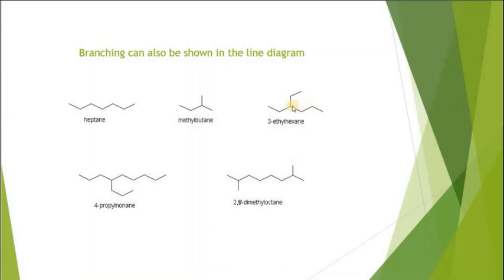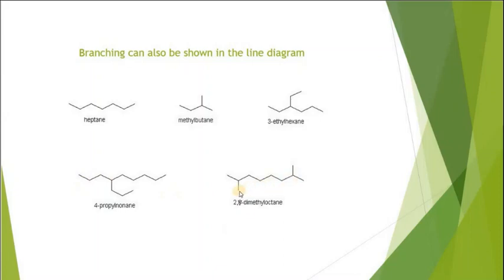Then the ethyl group is shown usually in this way, a straight line and then a slanting line. This represents CH3 and this end represents CH2, which is linked with the parent chain, that is hexane. Similarly, a propyl group can be shown in this way: CH3, CH2, CH2, which is attached with the parent chain, and this parent chain is a nonane.